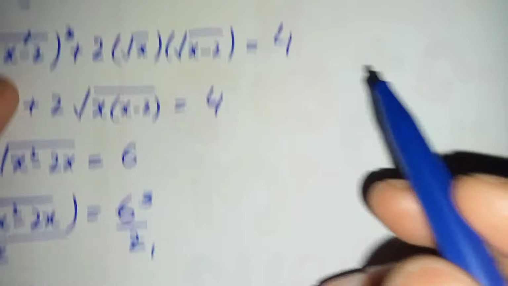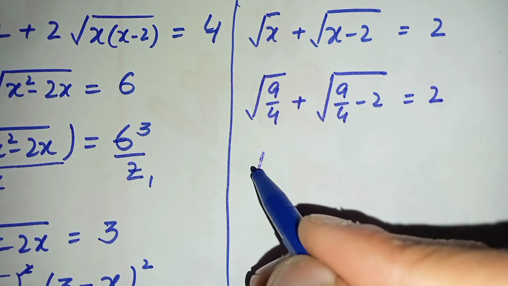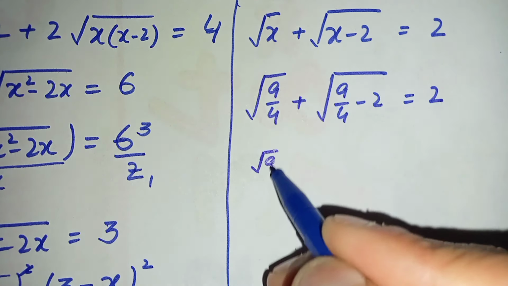Now here we will replace x with its value, that is 9/4. So it will become square root of 9/4 plus square root of 9/4 minus 2 is equal to 2. So next we will spread this square root over 9 and 4. So it will become square root of 9 divided by square root of 4 plus, here we will take the LCM of 4 and 1, which is 4. Dividing 4 by 4 gives 1, 1 times 9 is 9, minus dividing 4 by 1 gives 4, 4 times 2 is 8, is equal to 2.